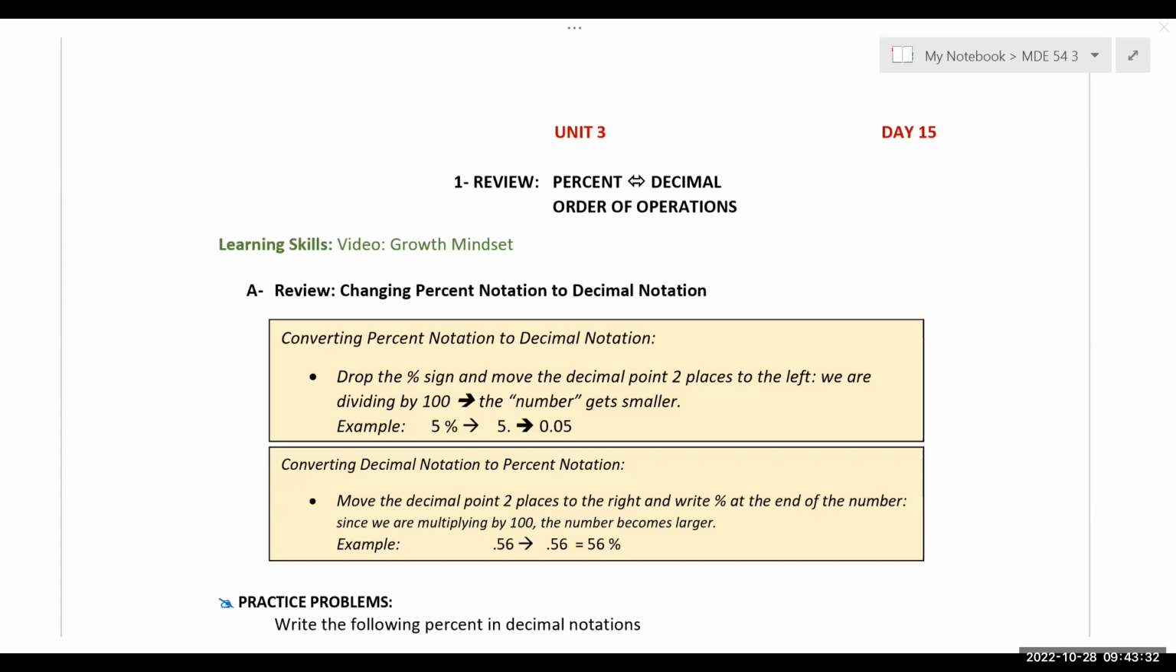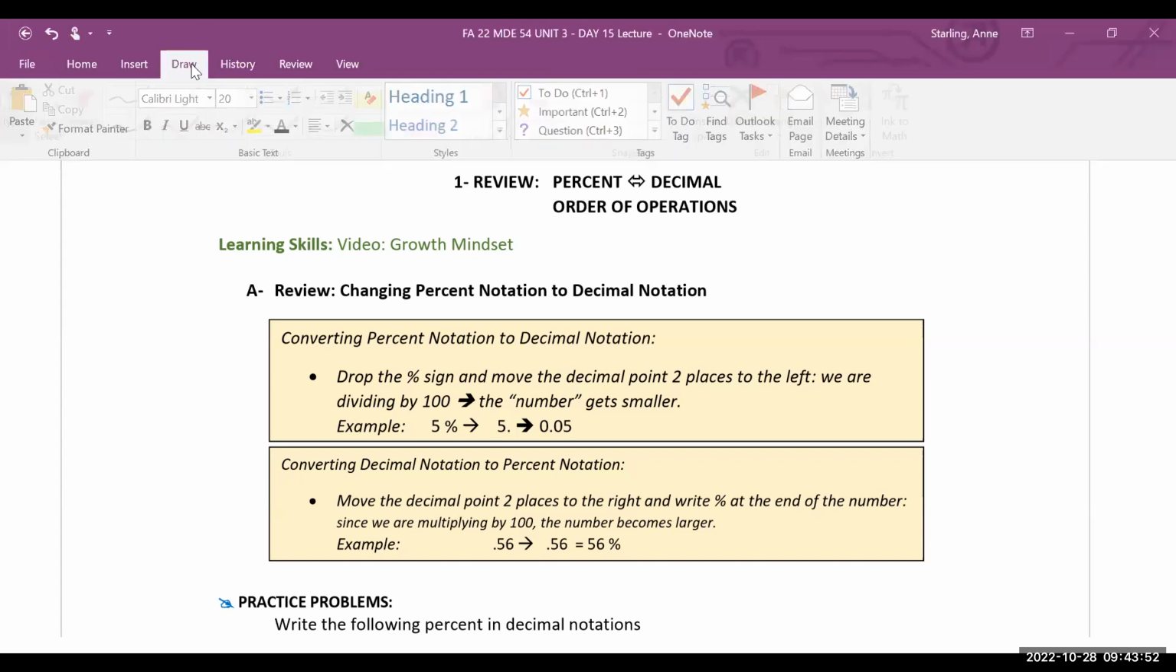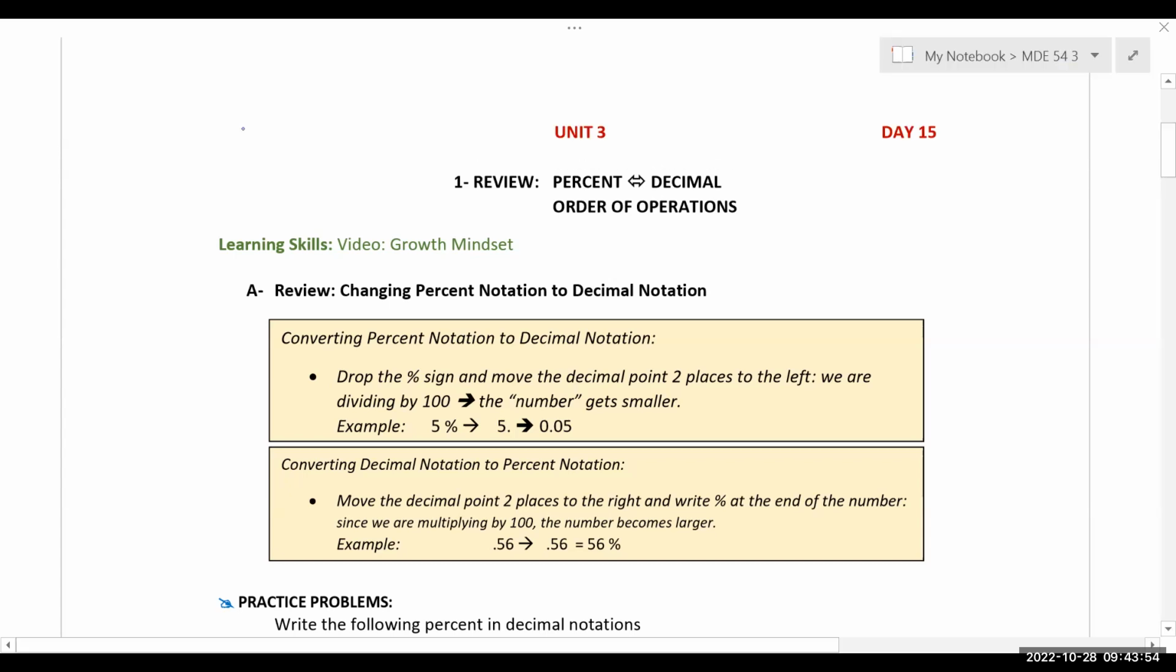All right, here we are on Unit 3, the Finance Unit, Day 1 or Day 15. So we're going to start with, there's two videos in this section. One is we're going to review the percent to decimal order of operations and changing percent notation to decimal notation, etc. So in the video, I'm going to do the notes and some of the problems, and the rest of them you would go back and make sure to check the key.